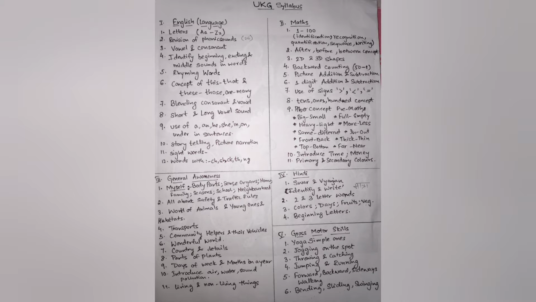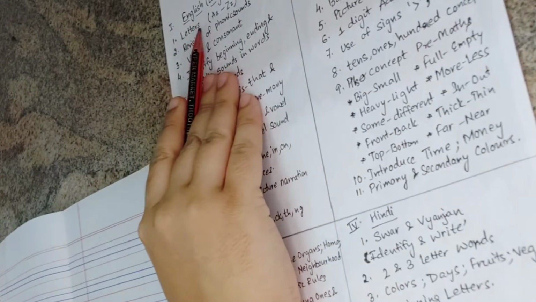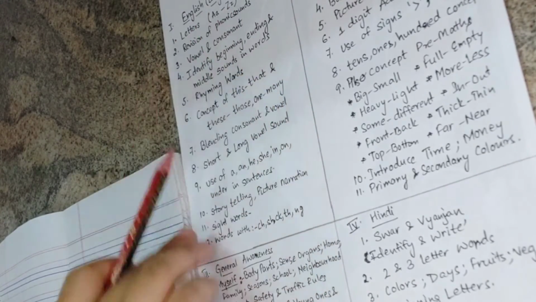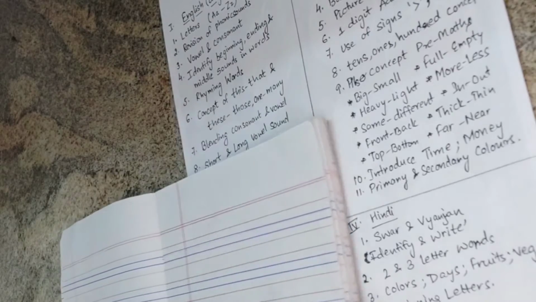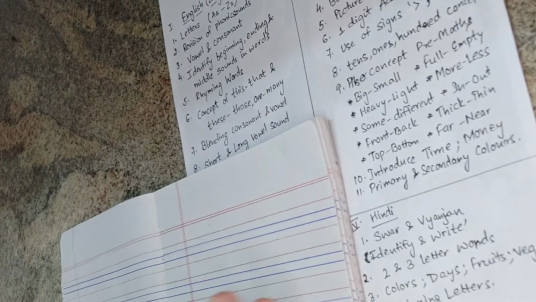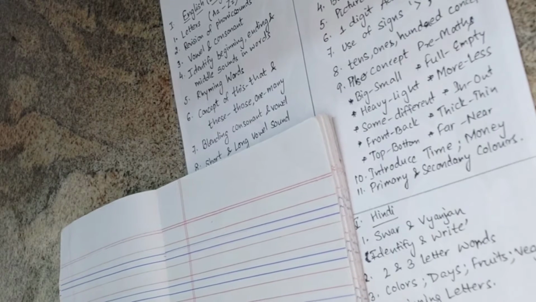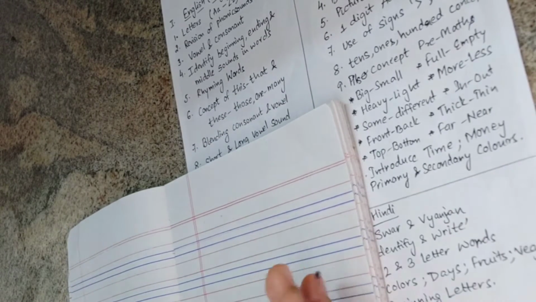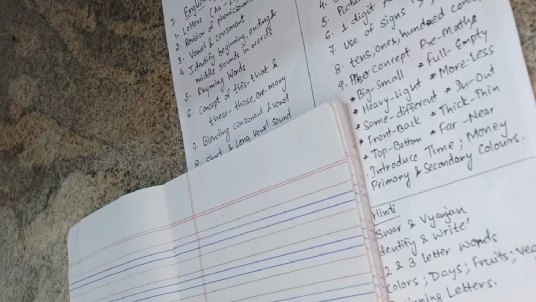Let's see what all there is in the UKG syllabus. First of all is English. In English, it is letters A to Z, the revision of both capital and small letters. In some schools they also do cursive writing. I'll share with you the cursive writing letter books that you can follow, so do follow those books.